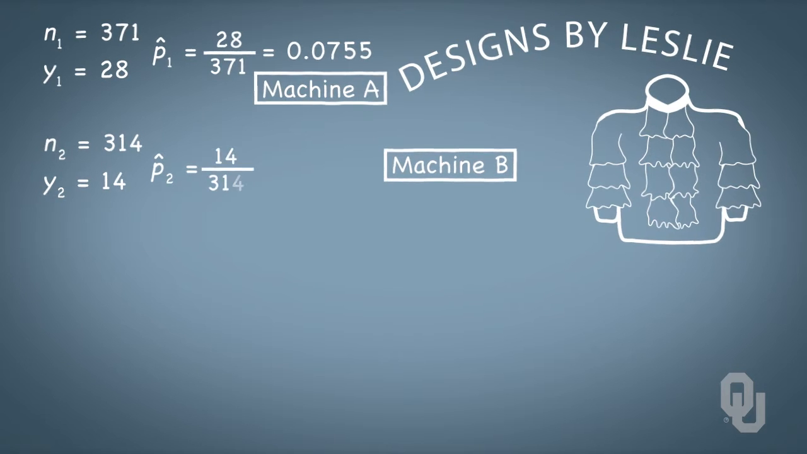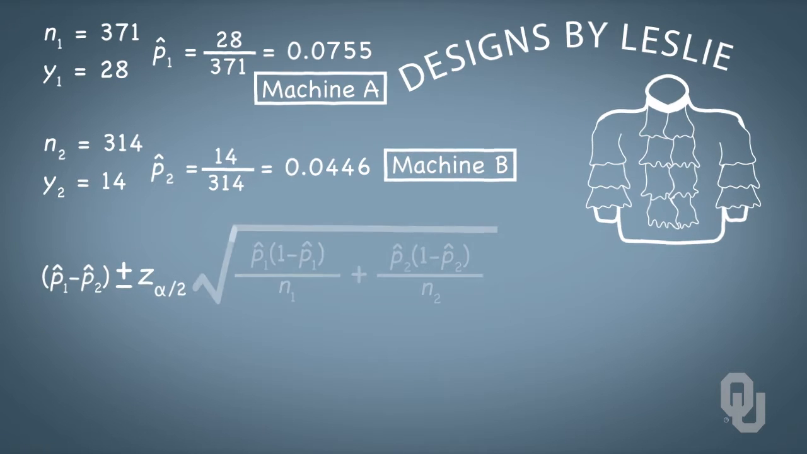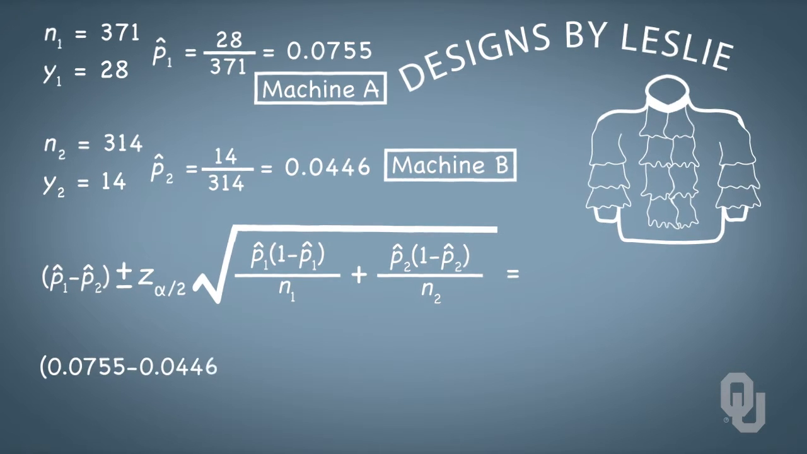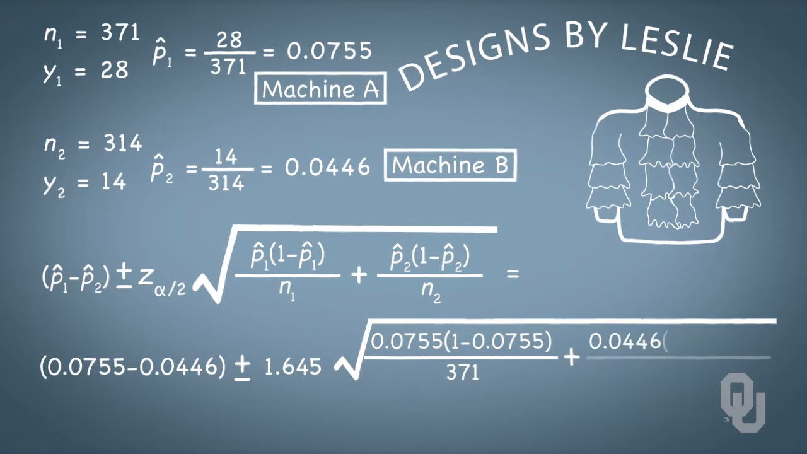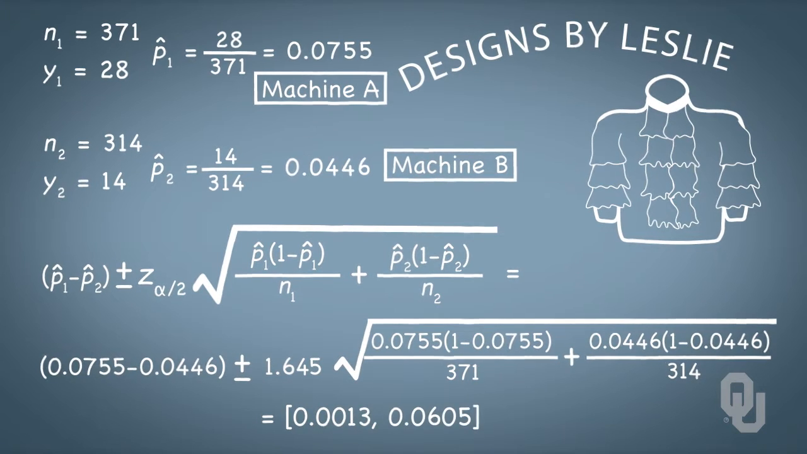Let's calculate a confidence interval for the real difference in proportions of defective puffy shirts made by these two machines. If we want 90% confidence, alpha would be 0.1, and the z-value, with 0.05 in each tail, is 1.645. So the 90% confidence interval for the true difference in proportions of puffy shirt defects between Machine A and Machine B is 0.0013 to 0.0605.